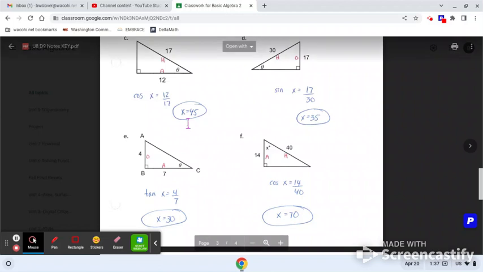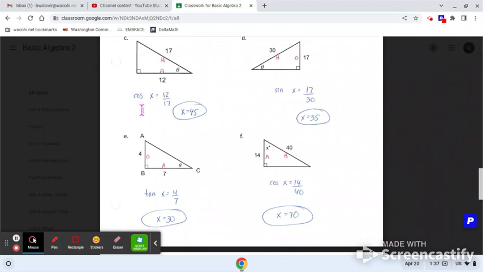So for C, instead of an X, I'm using a theta, but it's the same concept. Label what you know. You should have labeled the 12 was the adjacent, 17 was hypotenuse. That means you were using the cosine function. So cosine of X equals 12 over 17. You should have got 45 degrees.